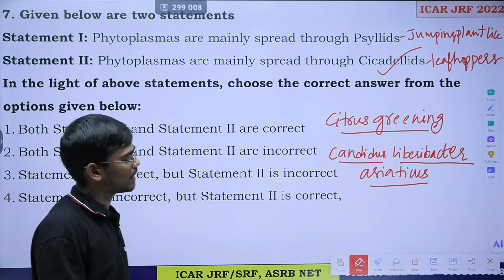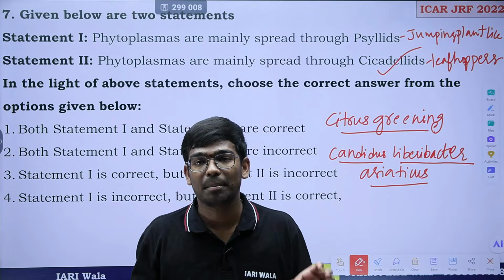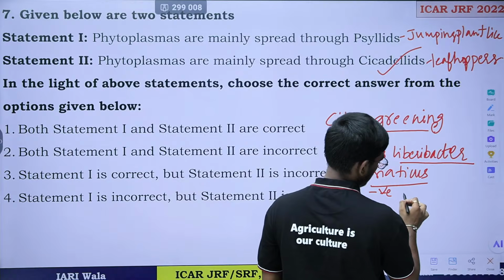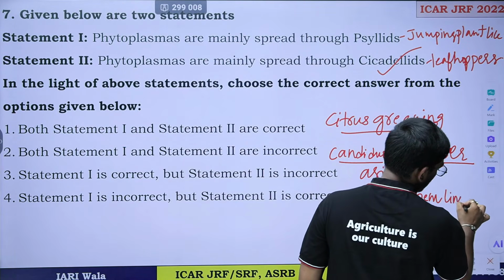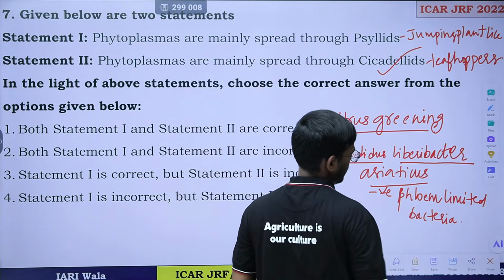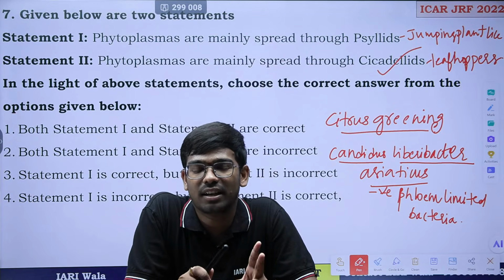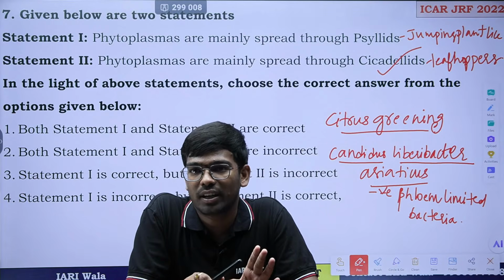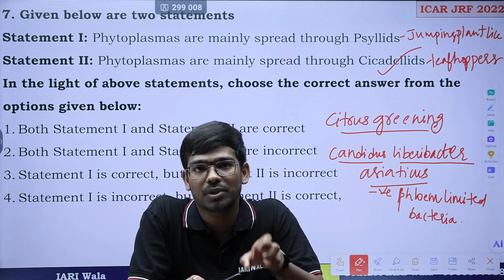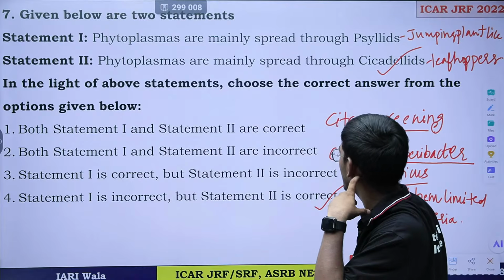See, many of them will think that Candidatus Liberibacter asiaticus is a phytoplasma, but actually it is a phloem limited bacteria. It is a gram negative bacteria. Gram negative phloem limited bacteria. It's not a phytoplasma, so don't get confused. Citrus greening is caused by Candidatus Liberibacter asiaticus, a gram negative phloem limited bacteria. Okay, and their vector is Diaphorina citri, that is the citrus psylla. But mostly phytoplasmal diseases are transmitted by the cicadellids. So here the first statement becomes wrong and the second statement becomes correct. So statement 1 is incorrect, but statement 2 is correct.